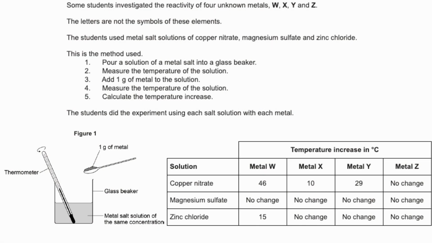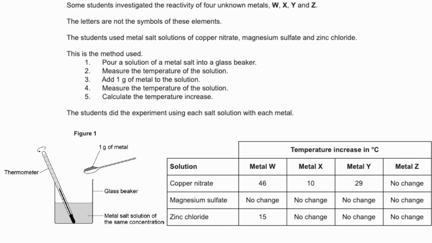Look at this question. It links reactivity series, displacement reaction, and temperature change. Some students investigated the reactivity of 4 unknown metals, W, X, Y, and Z. These letters don't stand for the symbols of the elements. The students used the metal salt solutions of copper nitrate, magnesium sulfate, and zinc chloride. This is the method used.